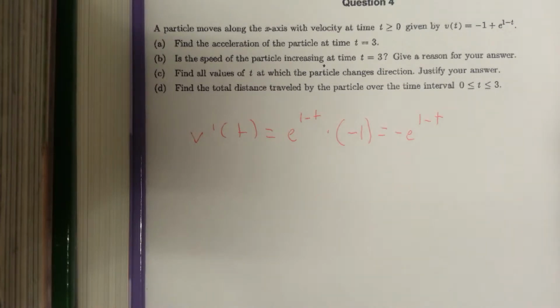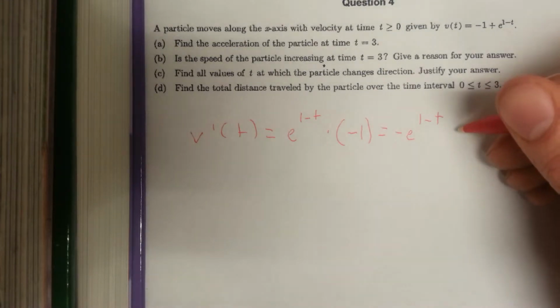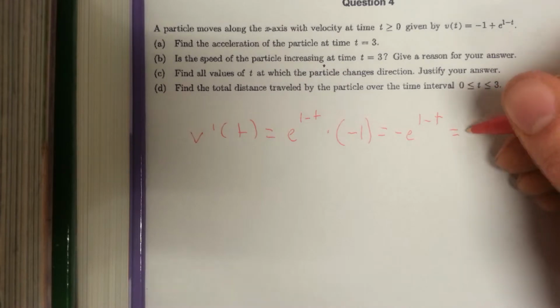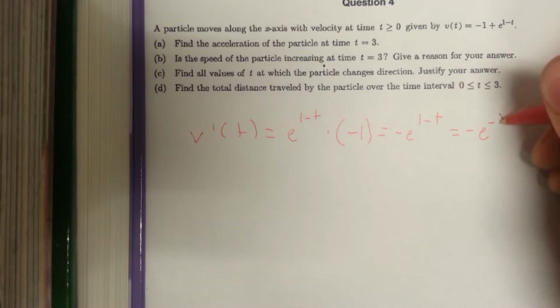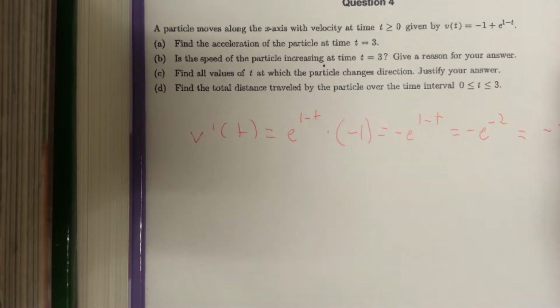The acceleration at time t equals 3: I'm going to plug in 3, and I get negative e to the -2, which equals -1 over e squared. You can't see that, can you? Well, it's -1 over e squared, and we're done with A. Totally done. Piece of cake.